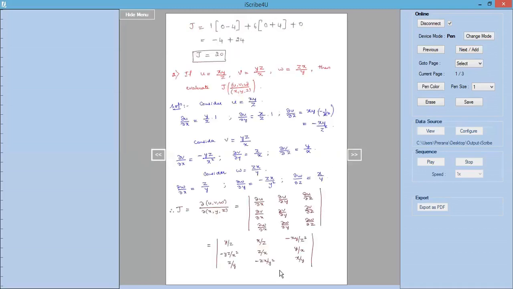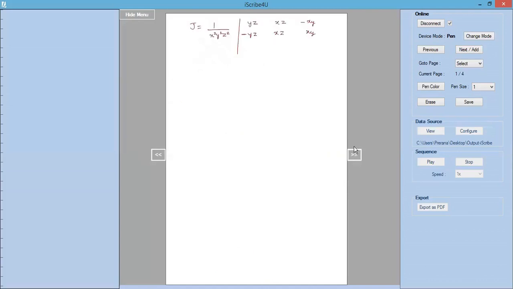Same way, when in the third row we take 1 by y square common, this will be multiplied by y in the numerator. So yz minus xz, and this is xy. Now we will expand the determinant. So yz multiplied by, we have product of these terms, xz into xy minus of xy into minus xz.